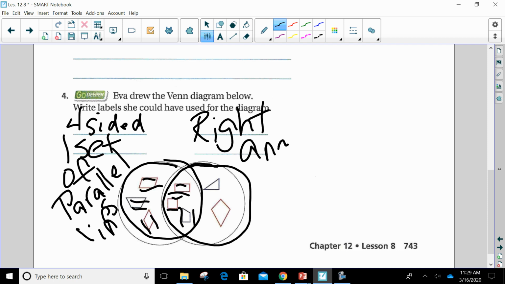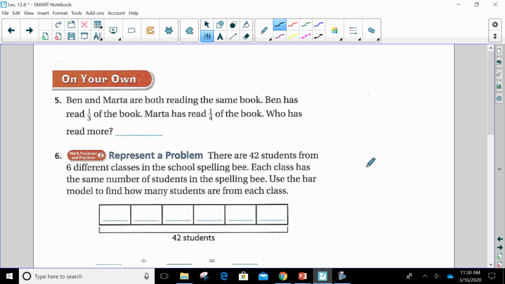Now you're like, Mrs. Keith, what about that one right here? Well, if you put a piece of paper right here on this angle, you will see that it is indeed a right angle. Okay, use your resources if you have them. Let's go to the next page. On your own. Well, guess what? We're going to do it together.